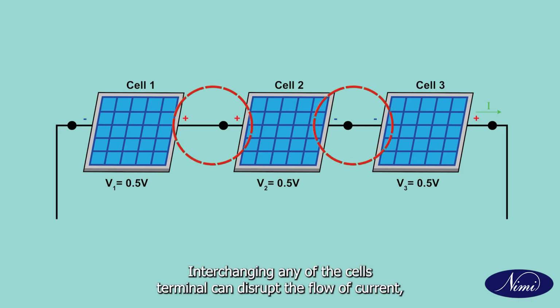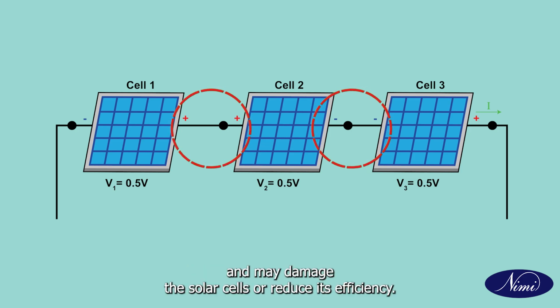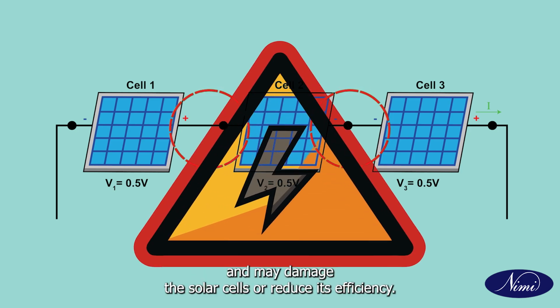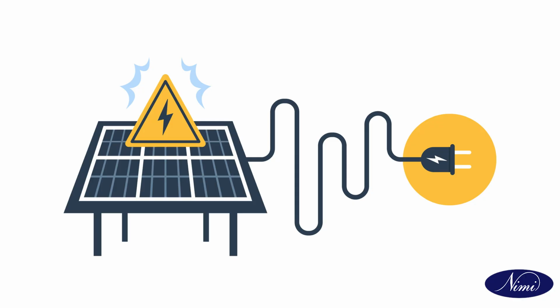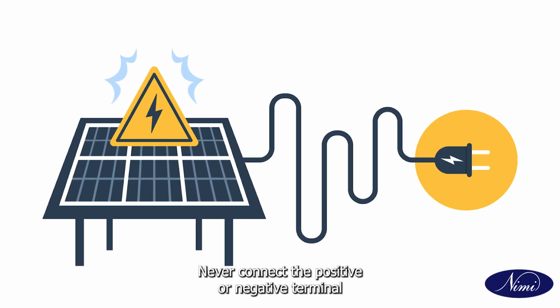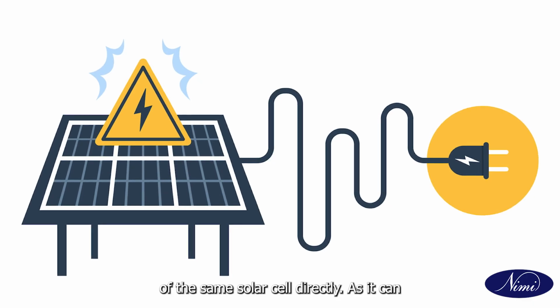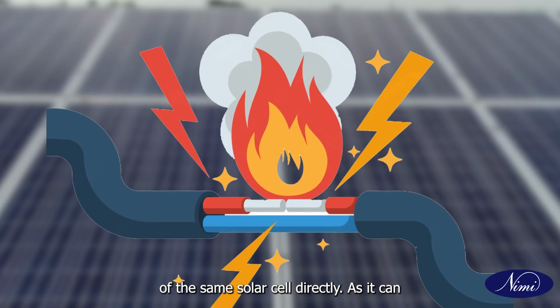Interchanging any of the cell's terminals can disrupt the flow of current and may damage the solar cells or reduce its efficiency. Never connect the positive and negative terminal of the same solar cell directly, as it can cause short circuit and damage the cells.